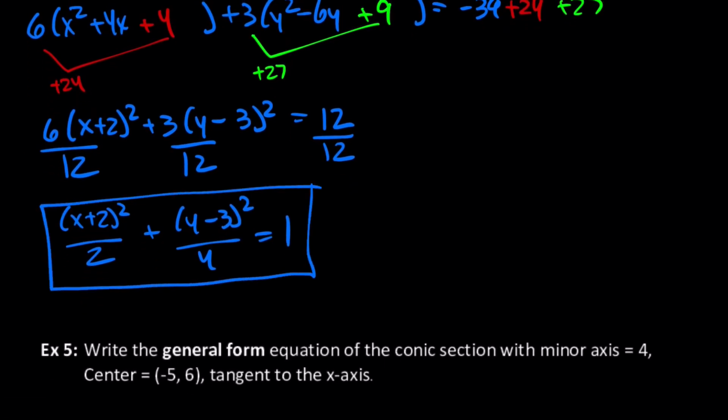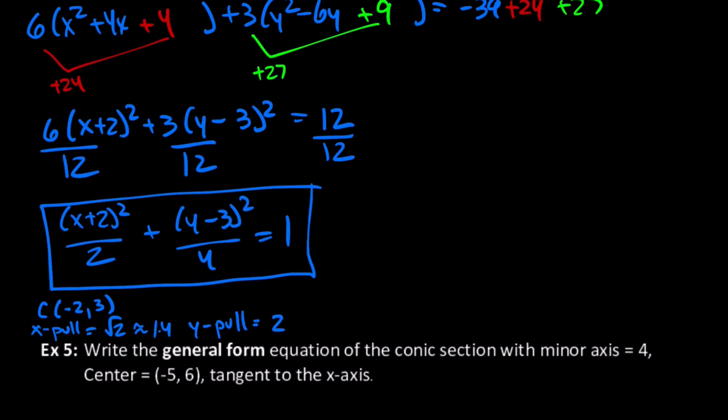I'm running out of room here. All right, so I'll write a little bit smaller. My center is going to be negative 2, 3. This is going to be a little bit messy. X pole is the square root of 2, which is approximately 1.4. My y pole is 2.